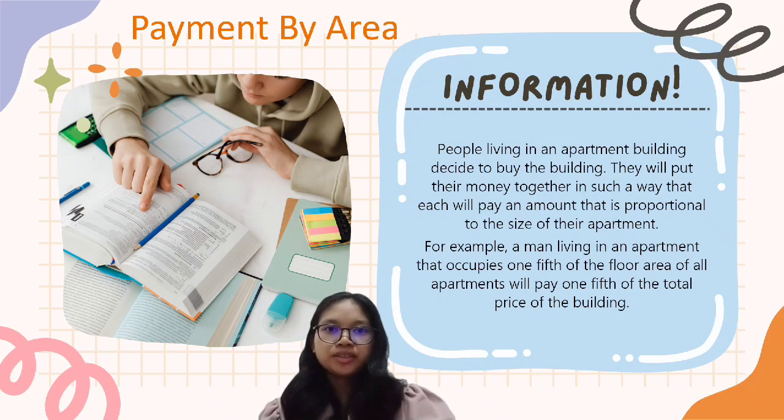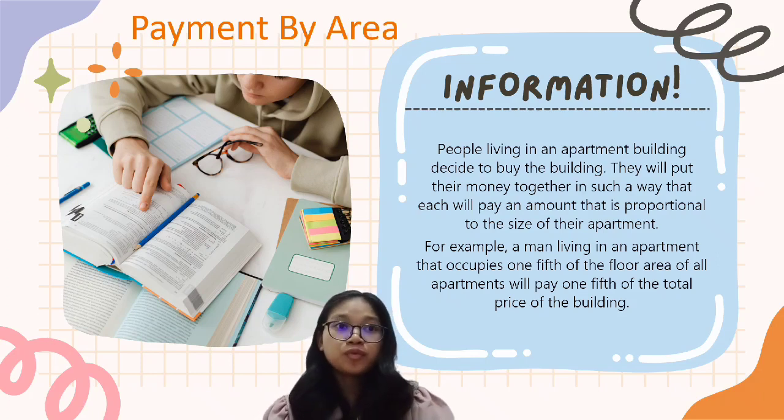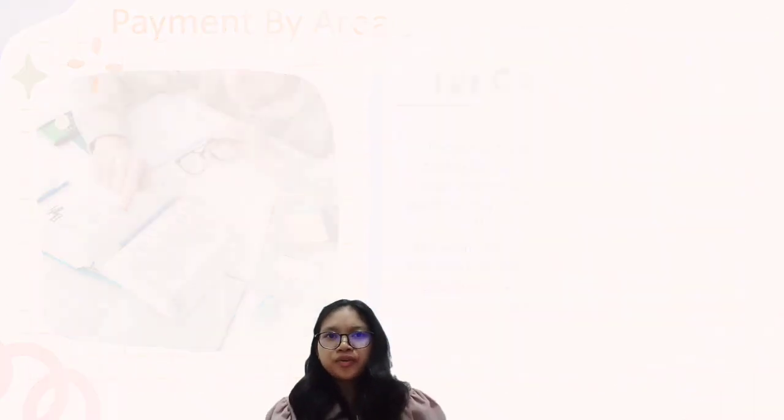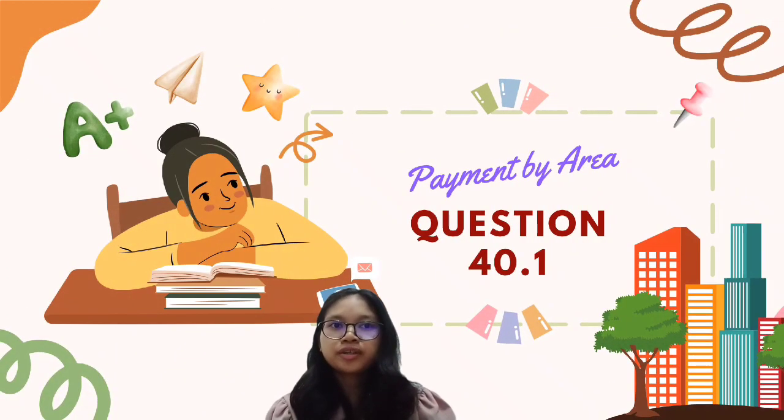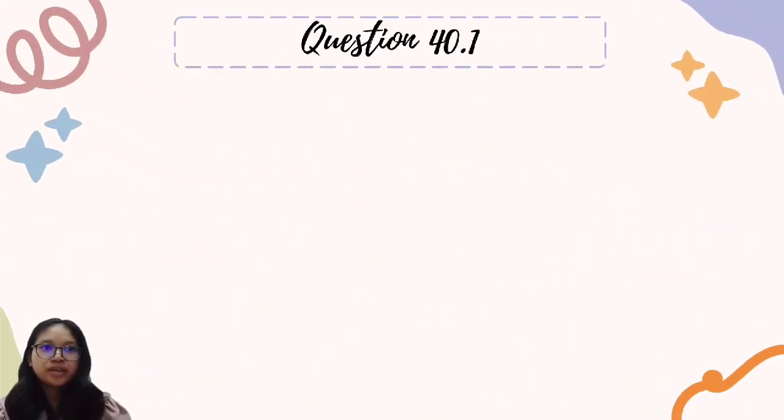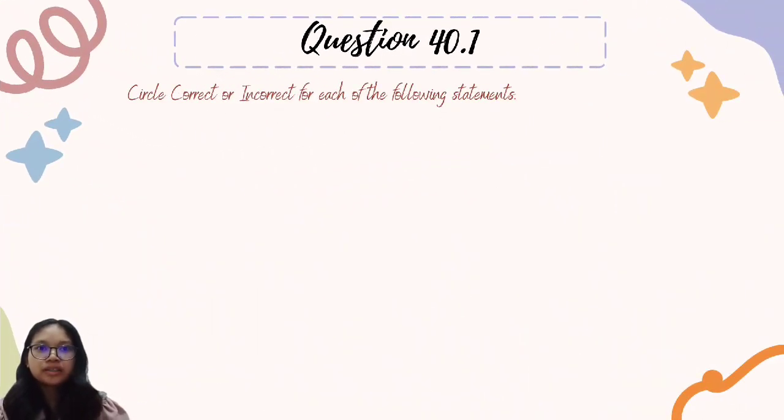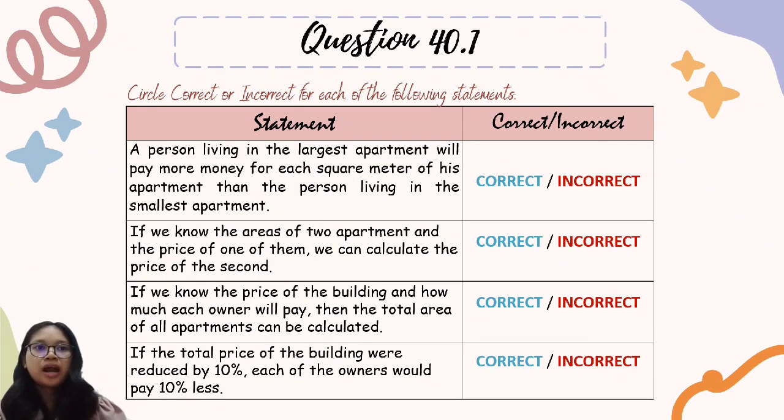So, from this statement, we will be given several questions or problems that we must solve. The first is question 40.1. In question 40.1, we are given several statements and we are asked to determine whether they are correct or incorrect. Here you can see in the table there are 4 statements.